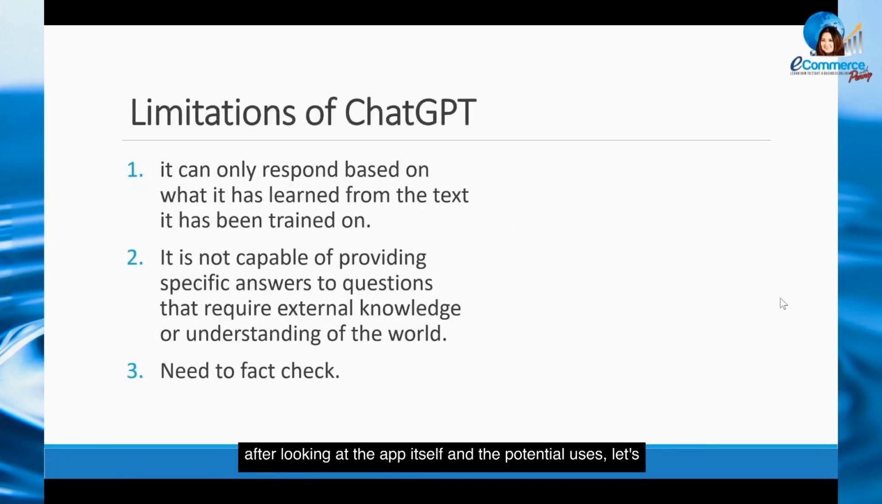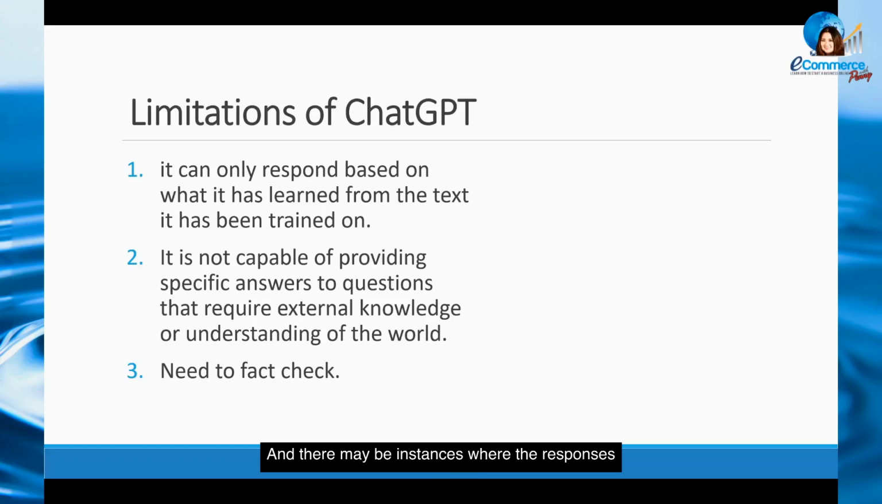After looking at the app itself and the potential uses, let's look at what the limitations are. Since ChatGPT is not a real person and doesn't have access to external information, it can only respond based on what it has learned from the text it has been trained on. So this is the case for all AI models. It's not capable of providing specific answers to questions that require external knowledge or understanding of the world. Earlier on, we talked about it being trained up to 2021, and so has very limited information after that.